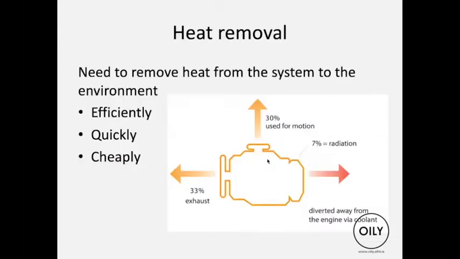If you look at a typical engine, about 30% of the power is used to drive the vehicle. This would be a diesel engine. A petrol engine would be about 25%, and depending on how you're driving, it can be as low as 10% in a petrol engine. About 33% goes out the exhaust, and the rest is going through the cooling system.